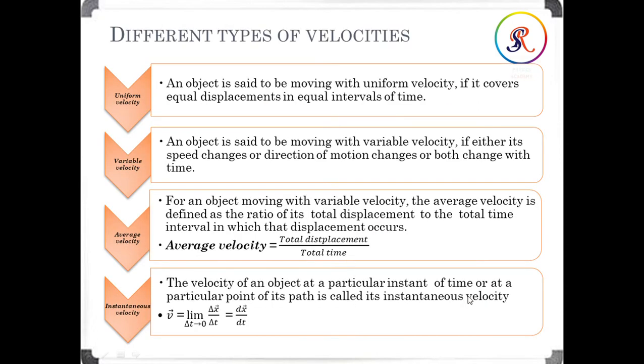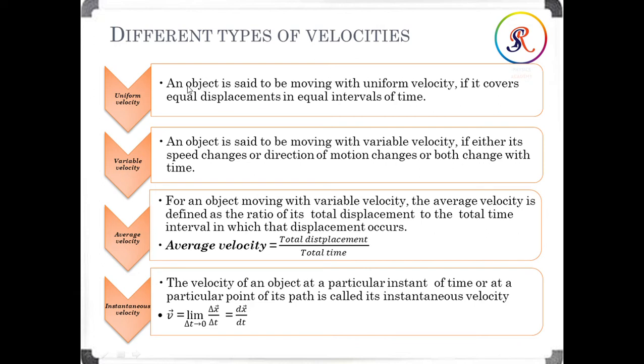Now, just as we discussed the types of speed, here also there are different types of velocities. The first is uniform velocity, then variable velocity, average velocity, and instantaneous velocity. Variable velocity has another name, which is non-uniform velocity.